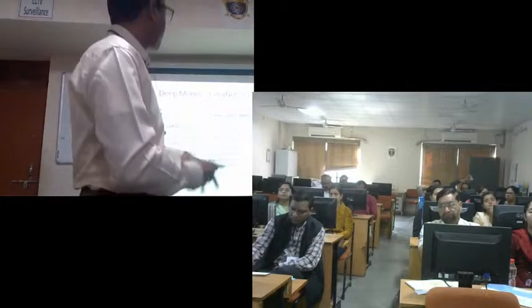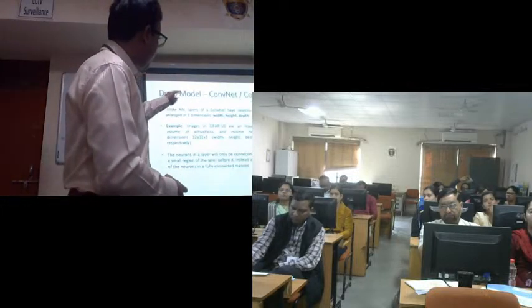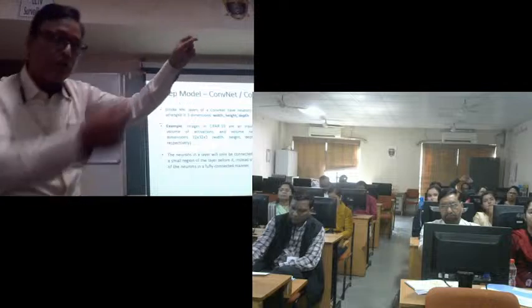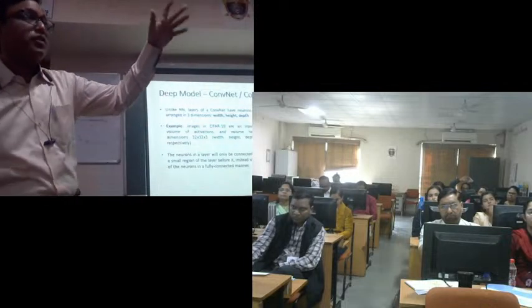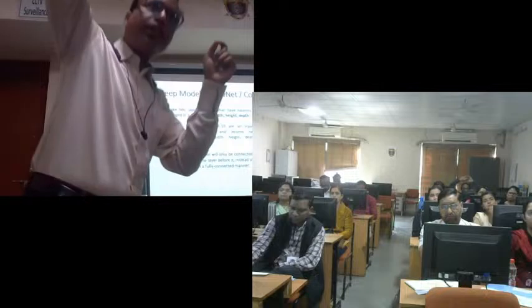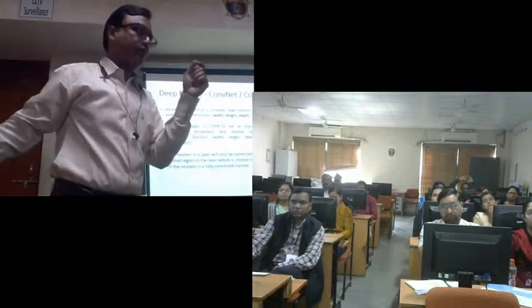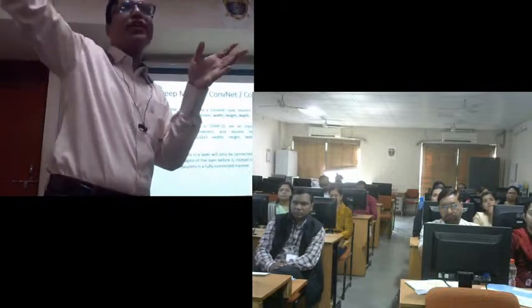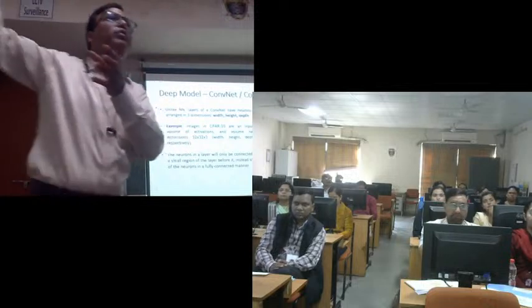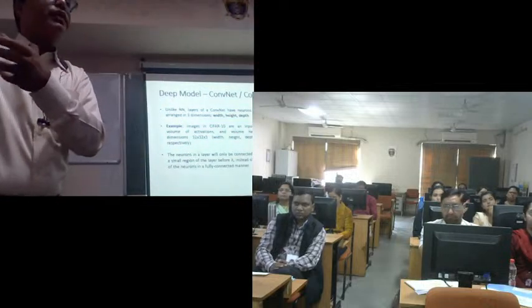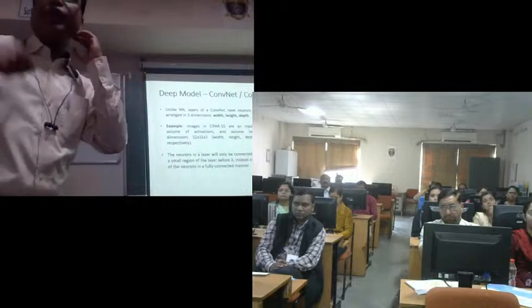In a neural network, what happens? You are going to have 32 into 32 into 3 neurons in the input. That is a lot of neurons. Then they get connected to another set of neurons, and there will be more of them, because in the hidden layer I have to keep performing operations, so you will have more neurons as compared to the input.